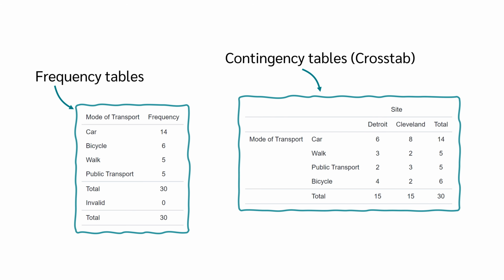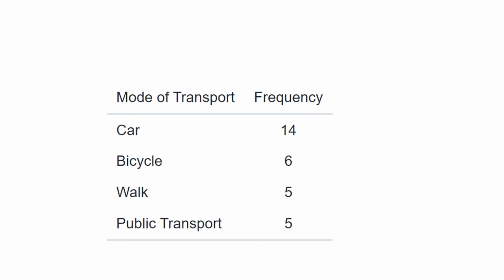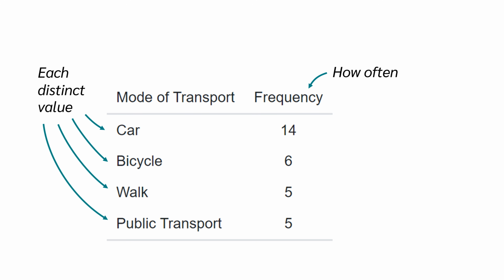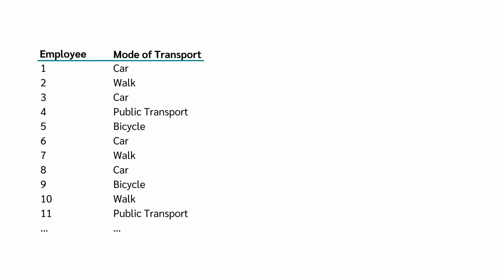Let's move on to tables. Here we will have a look at the most important ones, frequency tables and contingency tables. A frequency table displays how often each distinct value appears in a dataset. Let's have a closer look at the example from the beginning. A company surveyed its employees to find out how they get to work. The options given were car, bicycle, walk, and public transport. Here are the results from 30 employees.